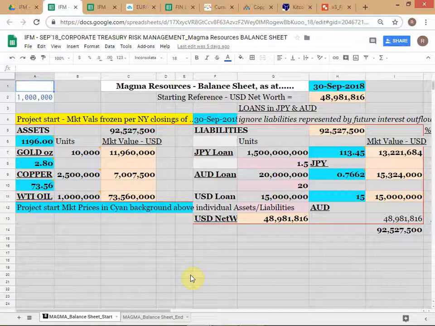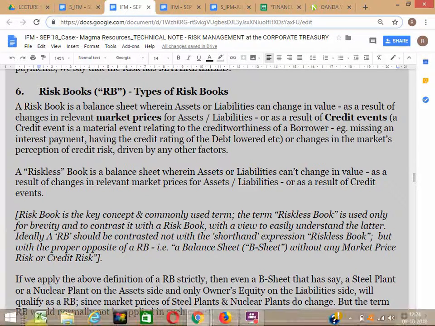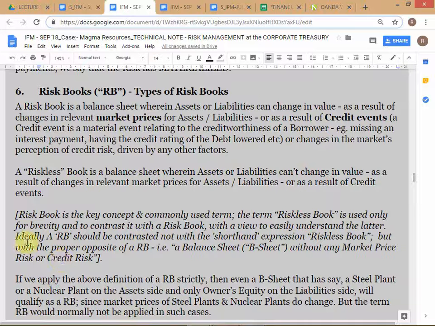Hopefully from these specific examples you get an idea. And then here I've written a lot of theory, so you might find it confusing, but this is essentially what it is. I've distinguished a risk book from a riskless book. Now notice that this expression is not normally used in the market. I have only used this riskless expression to mark the distinction between risk books and riskless books, just to make you understand what a risk book is better. But in the market, don't use the expression riskless book, because people don't use it.